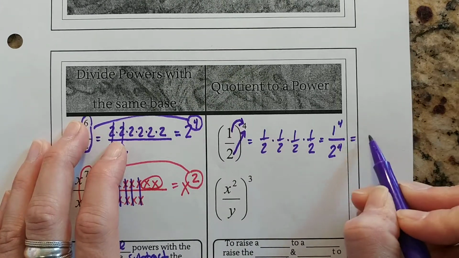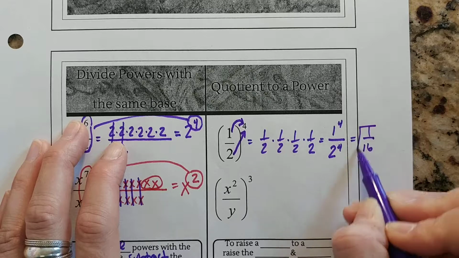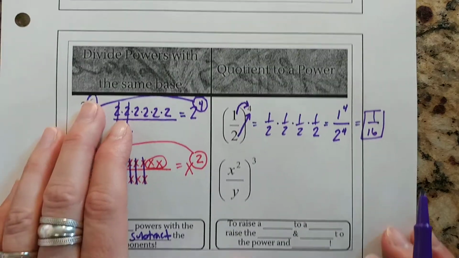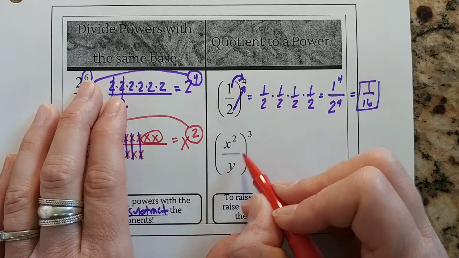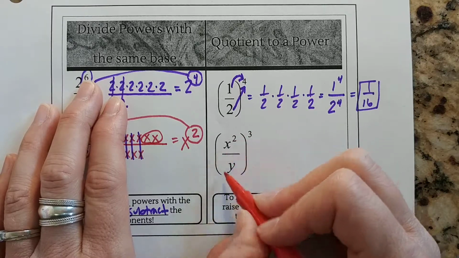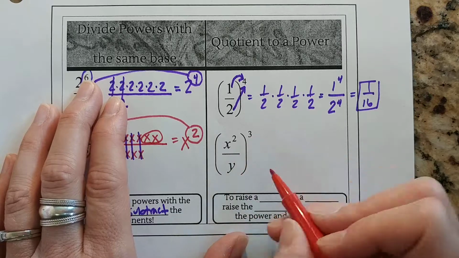And of course, in some cases, I could simplify this. And this is one of those cases. Let's try this one down here. Now I have this quotient, and I want to raise it to the 3rd power. That means I'm going to take this quotient and multiply it by itself 3 times.